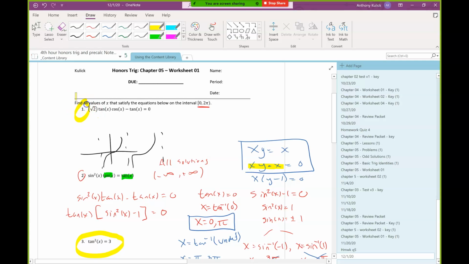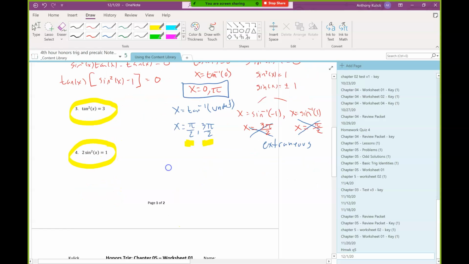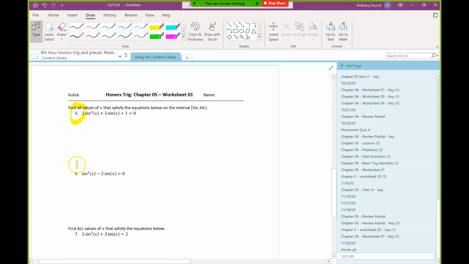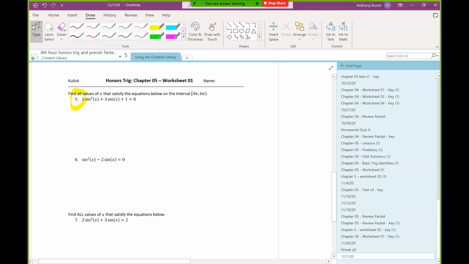Number 1, you'd have to worry about it because you have both tangents and cosines. You'd have to check for extraneous solutions there. Number 4, you would not have to because you have only sines. Number 5, you don't have to because you have only sines. Number 6, you wouldn't have to because you have only sines. Similarly with 7 and with 8. So there, you can't get extraneous solutions from those sorts of things.